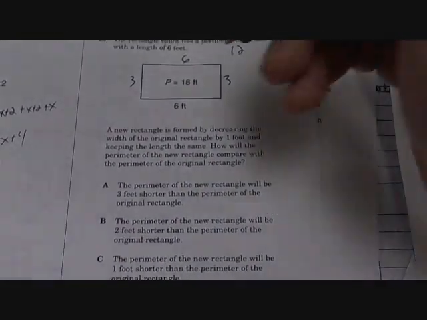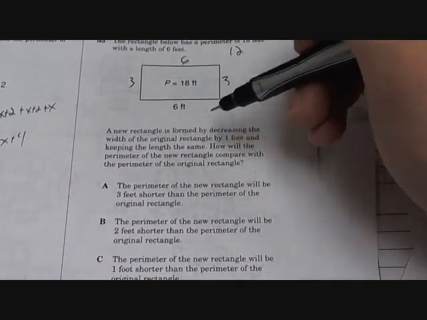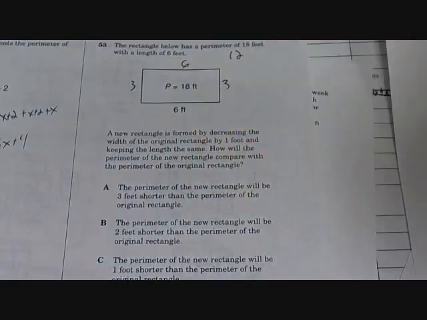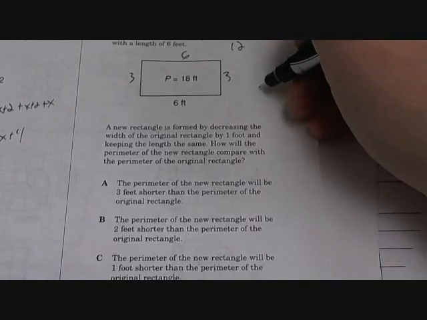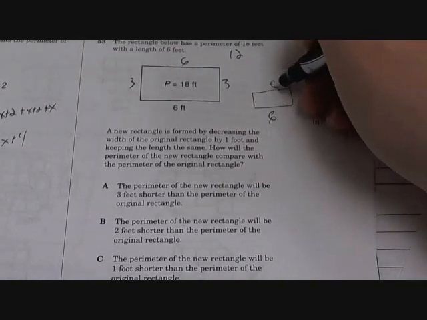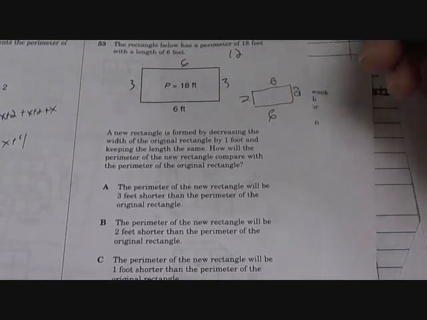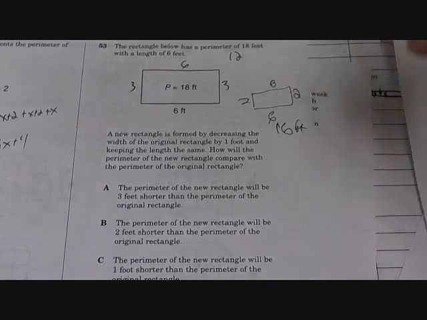Alright, a new rectangle is formed by decreasing the width by 1 foot and keeping the length. How will the perimeter of the new rectangle compare with the perimeter of the original? So the width goes down, so the 3 becomes 2. So you're left with 6, 6, 2, 2. So 6 plus 6 is 12, plus 2 is 14, plus 2 is 16. So 16 feet is the new perimeter.